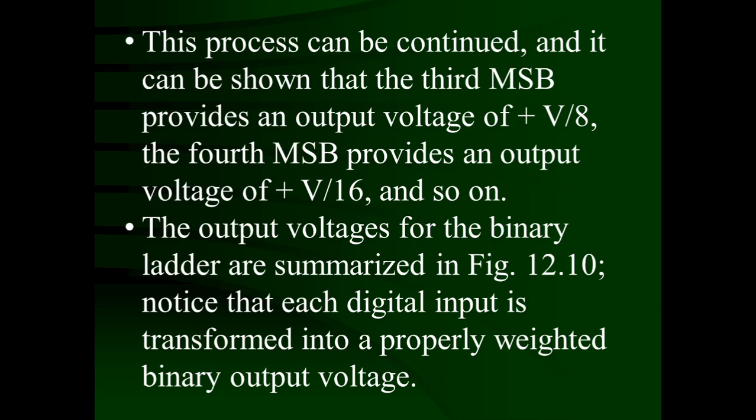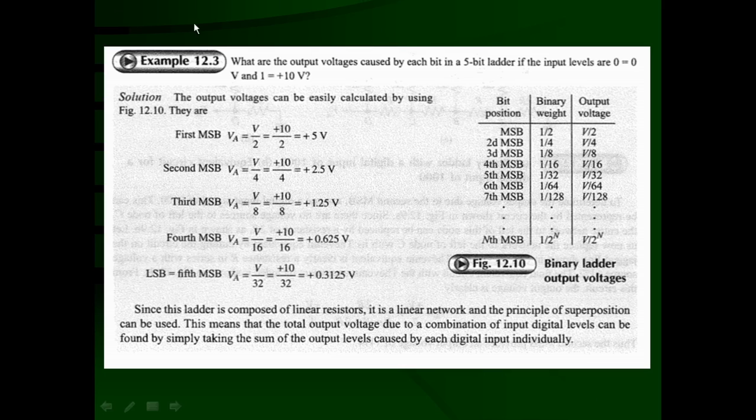This process can be continued, and it can be shown that the third MSB provides an output voltage of plus V by 8. The fourth MSB, that is the LSB, will provide an output voltage of plus V by 16, and so on. The output voltages for the binary ladder are summarized in figure 12.10. Notice that each digital input is transformed into a properly weighted binary output voltage, which can be understood very well from this example, as well as the table given here.